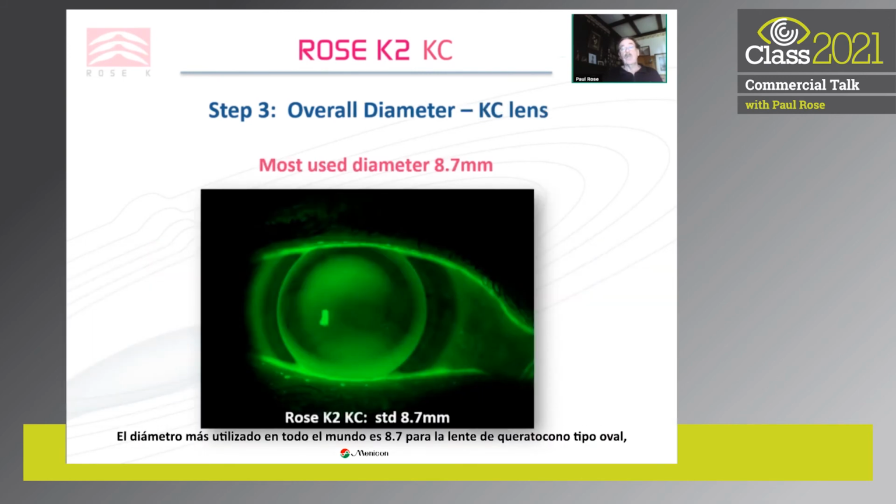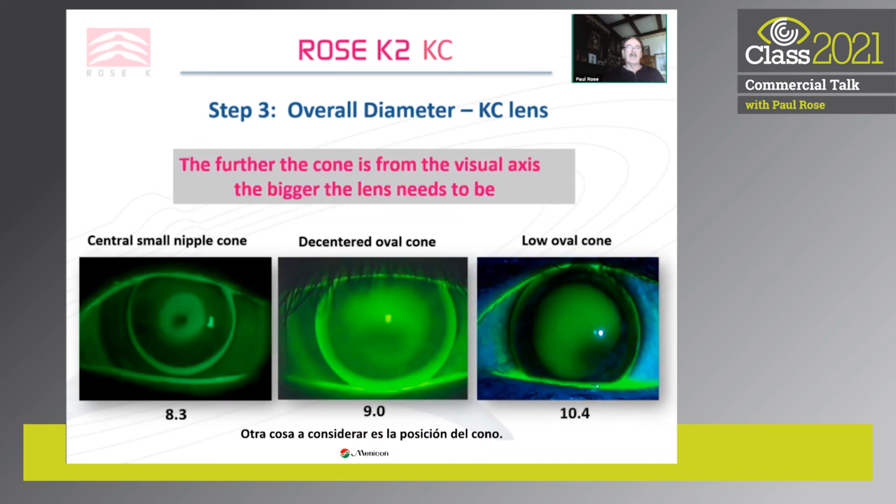So the most used diameter worldwide is 8.7 for the keratoconic lens, but in Japan it's a little bit less than that, it's 8.5. The horizontal visible iris diameters are less there, and in Italy where you have these large eyes, the most used diameter is 9.0. So depending on where you are in the world depends on the diameter that you may find is going to be your standard diameter.